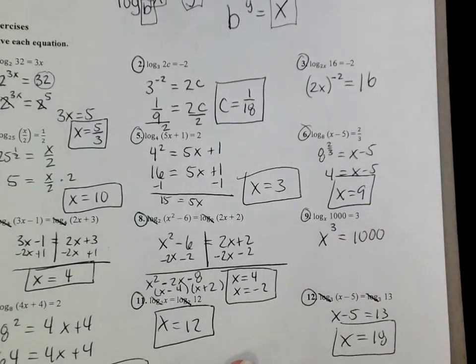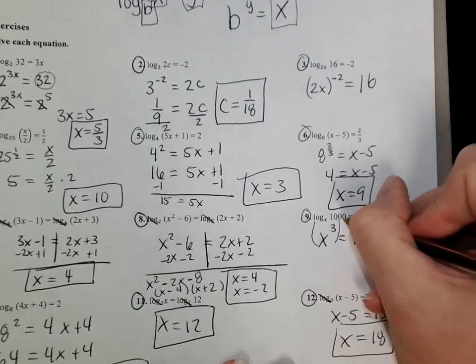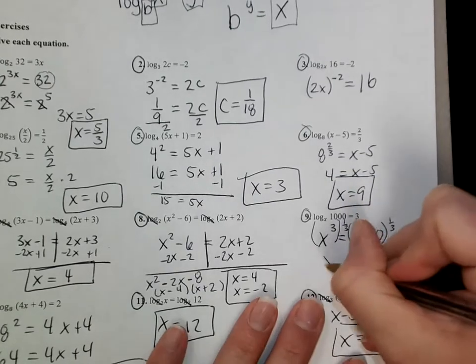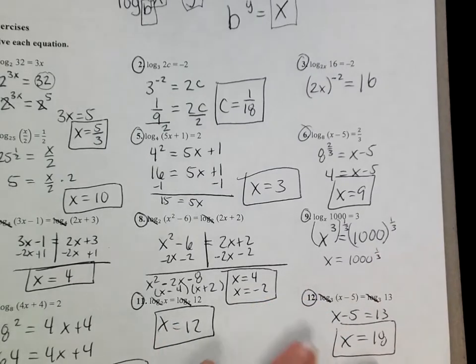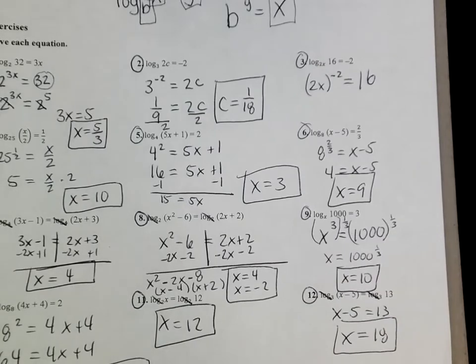One thing that you can do, you can do a couple of different things here. You should be able to figure this one out without doing anything else. But one strategy, if you're not sure, is to flip that exponent and move it to the other side. So that gives me x equals 1,000 to the 1/3 power. Well, you should know the cube root of 1,000 is actually 10, and that's your answer.